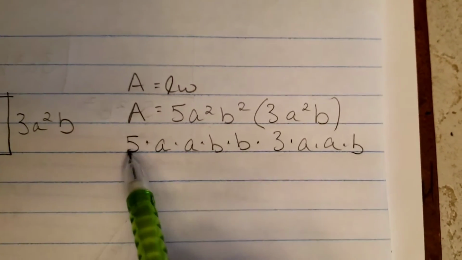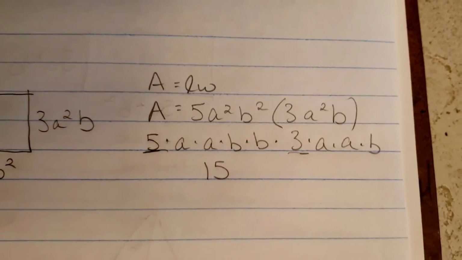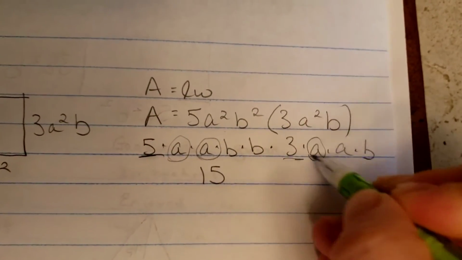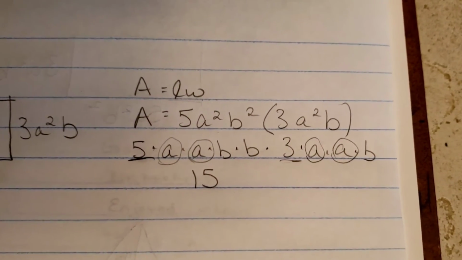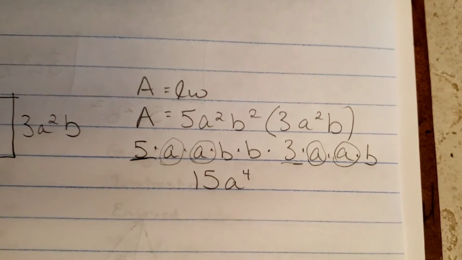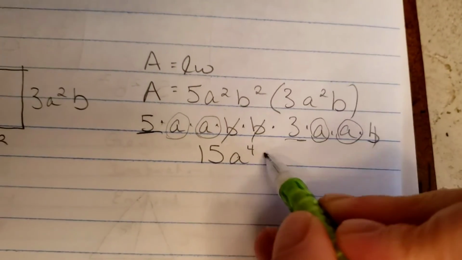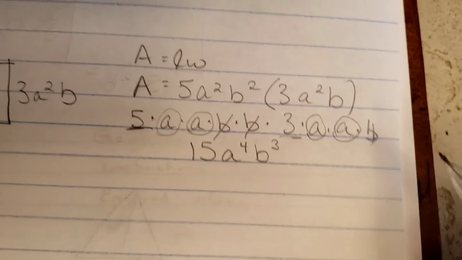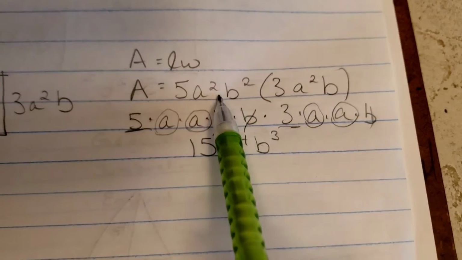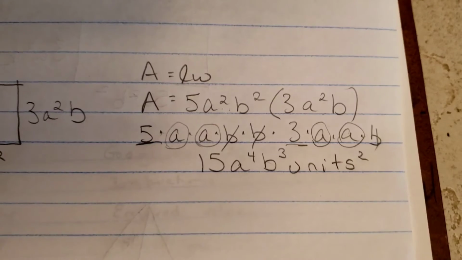If I take my coefficients, 5 and 3, and multiply them together, I get 15. Now looking at all of my a's, a times a times a times a, that would be 4 a's being multiplied together, and I would write that as a to the 4th power. With my b's, I have b times b times b, and that gives me b cubed. Now I need to label this. It's area. I am multiplying here. I didn't tell you inches or feet or anything, so I'm doing units times units, which gives me units squared.